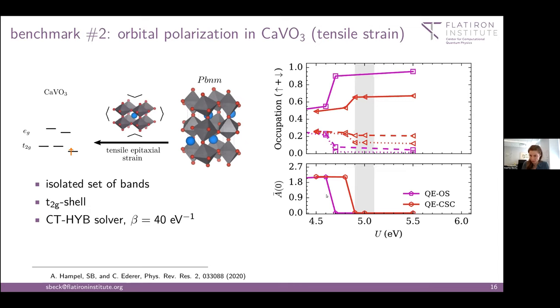If we do the charge self-consistent calculation, this metal-insulator transition is pushed to higher U, meaning that it's less correlated. And also this orbital polarization is much reduced. And we've benchmarked this against our previous calculations in the VASP interface, and this shows very good agreement.